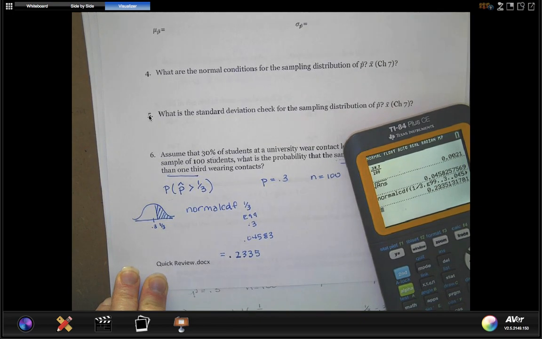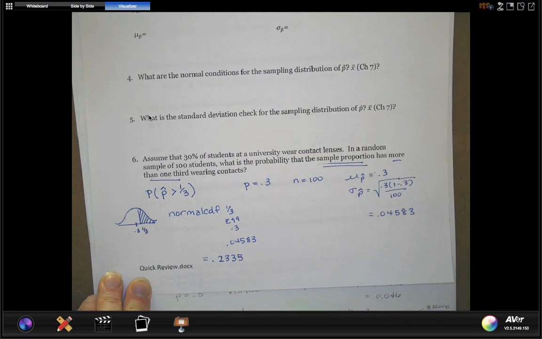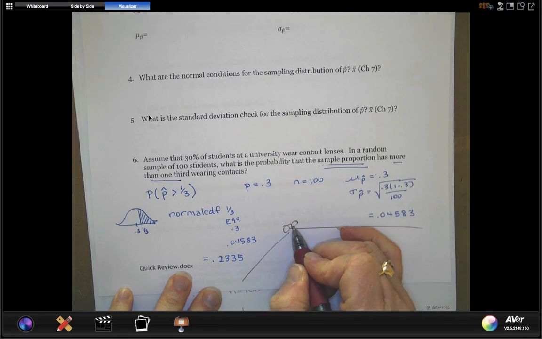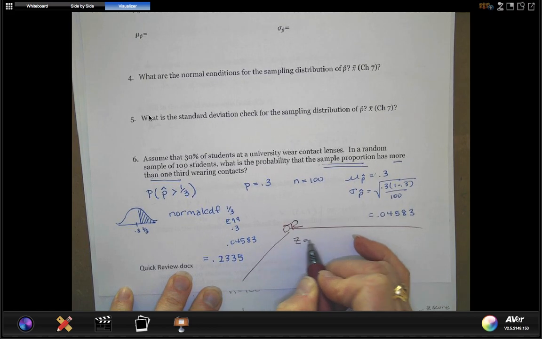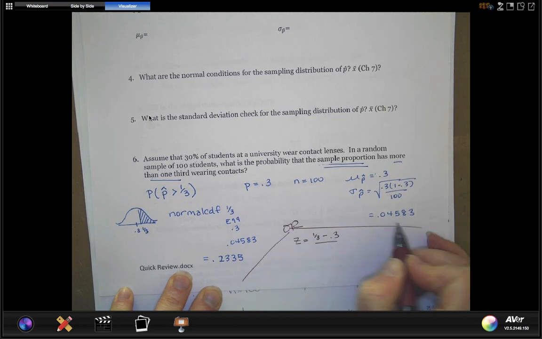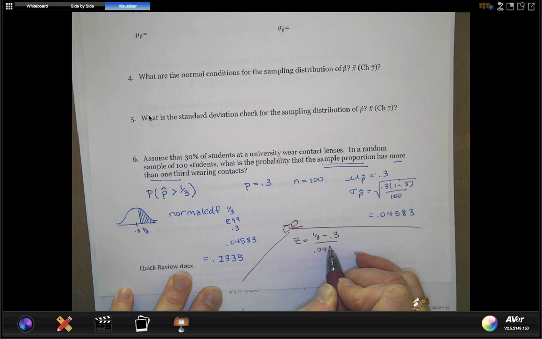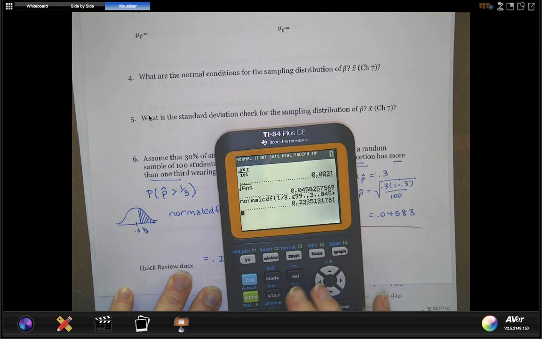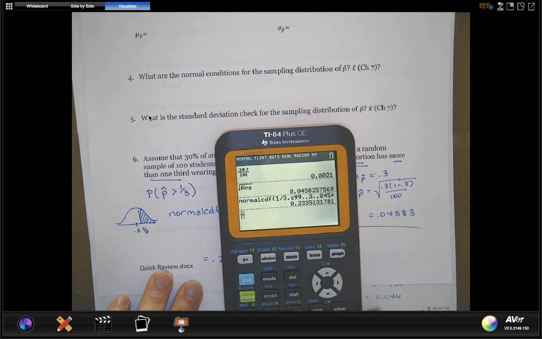Okay. The other way we could have done it, so some of you also might remember, is that we could have found a z-score. So this is an alternative way to do this problem. So we could have said the value minus the mean divided by the standard deviation. So I have 1 divided by 3 minus the mean over that standard deviation I just found.